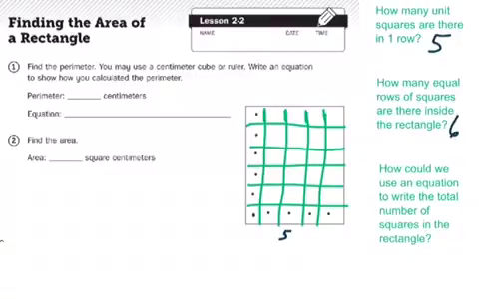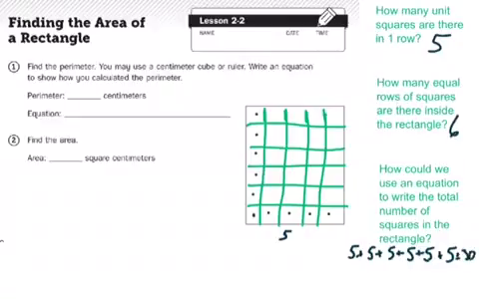So how could we write an equation to write the total number of squares in the rectangle? Well, we could add up all of those rows. So 5 plus 5 plus 5 plus 5 plus 5 plus 5, because there were 6 rows of 5. So I've got 6 5s there, right? So that equals 30. Could definitely do that.